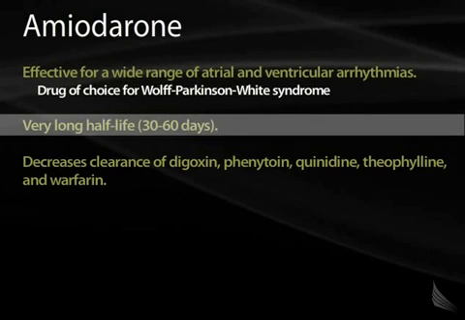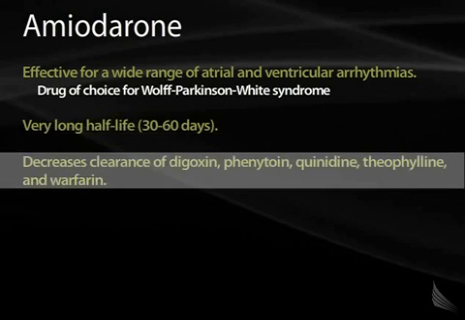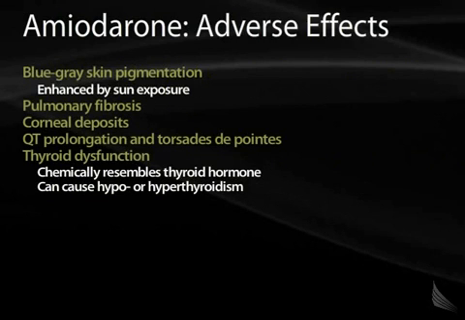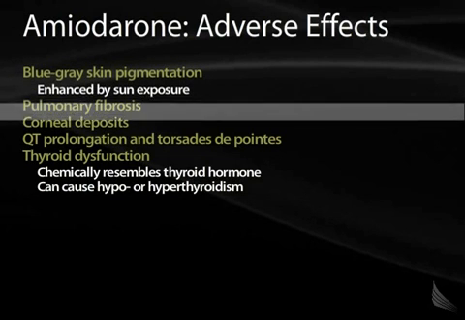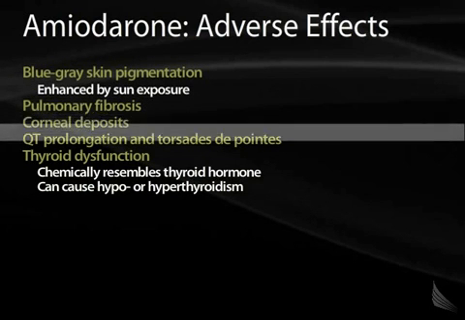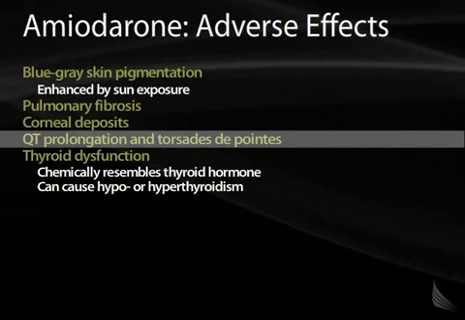Amio has a very long half-life, almost 30 to 60 days. Therefore, it needs to be given as a loading dose and then maintenance for a long period of time in order to be effective. It also decreases the clearance of many other medications such as digoxin and warfarin. The classic adverse effects of amiodarone should be memorized for step 1. They include blue-gray skin pigmentation, pulmonary fibrosis, corneal deposits, long QT, and they can actually cause hypo or hyperthyroidism.